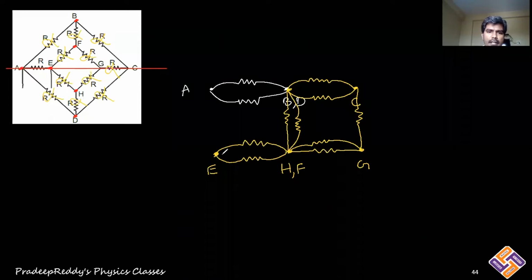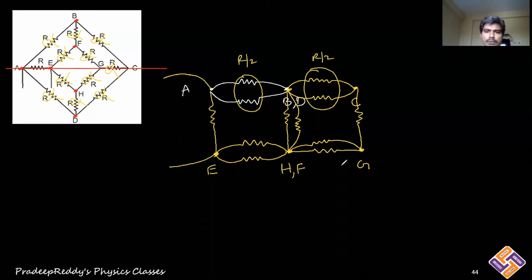I want to now find out the effective resistance between these two points. Now these two resistors are connected in parallel. What is the effective resistance? It is R by 2. These two resistors are connected in parallel. That is R by 2.